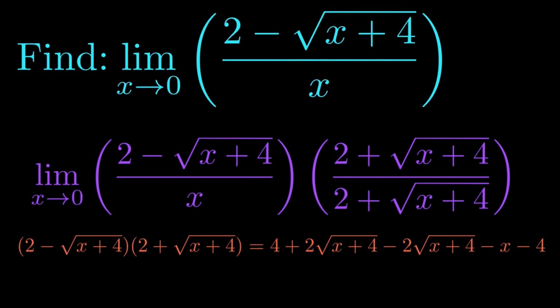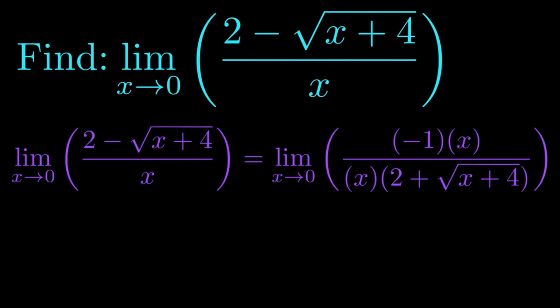Multiplying out the numerator, we have 4 plus 2 times the square root of x plus 4 minus 2 times the square root of x plus 4 minus x minus 4, which is just equal to minus x, which we can factor out a negative 1 from, and we have negative 1 multiplied by x. So we can rewrite our limit as the limit as x approaches 0 of minus 1 multiplied by x divided by x multiplied by 2 plus the square root of x plus 4.